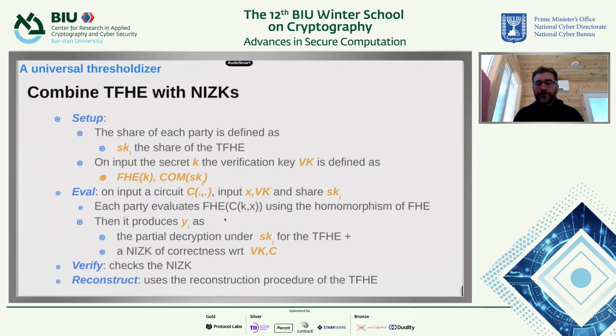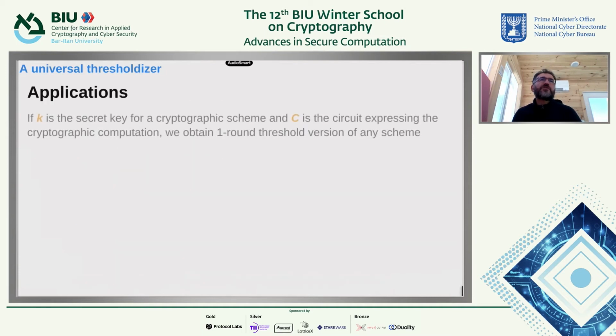Right? So once you have this very powerful threshold FHE, there's nothing here that says that C has to be a cryptographic function. It could be any function. So what are the applications? If K is the secret key of a cryptographic scheme, and C is, say, your signature, you obtain a one-round threshold version for any scheme.